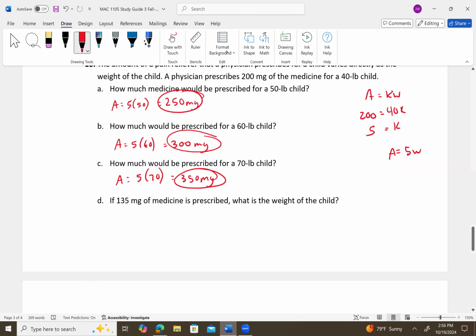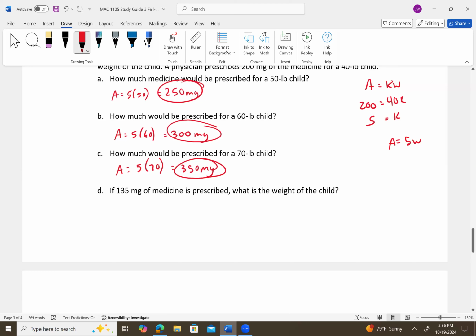And the last part here is, if 135 milligrams of medicine is prescribed, what is the weight of the child? So 135 equals 5 times the weight. Dividing by 5, we get 27 pounds. And that is it.